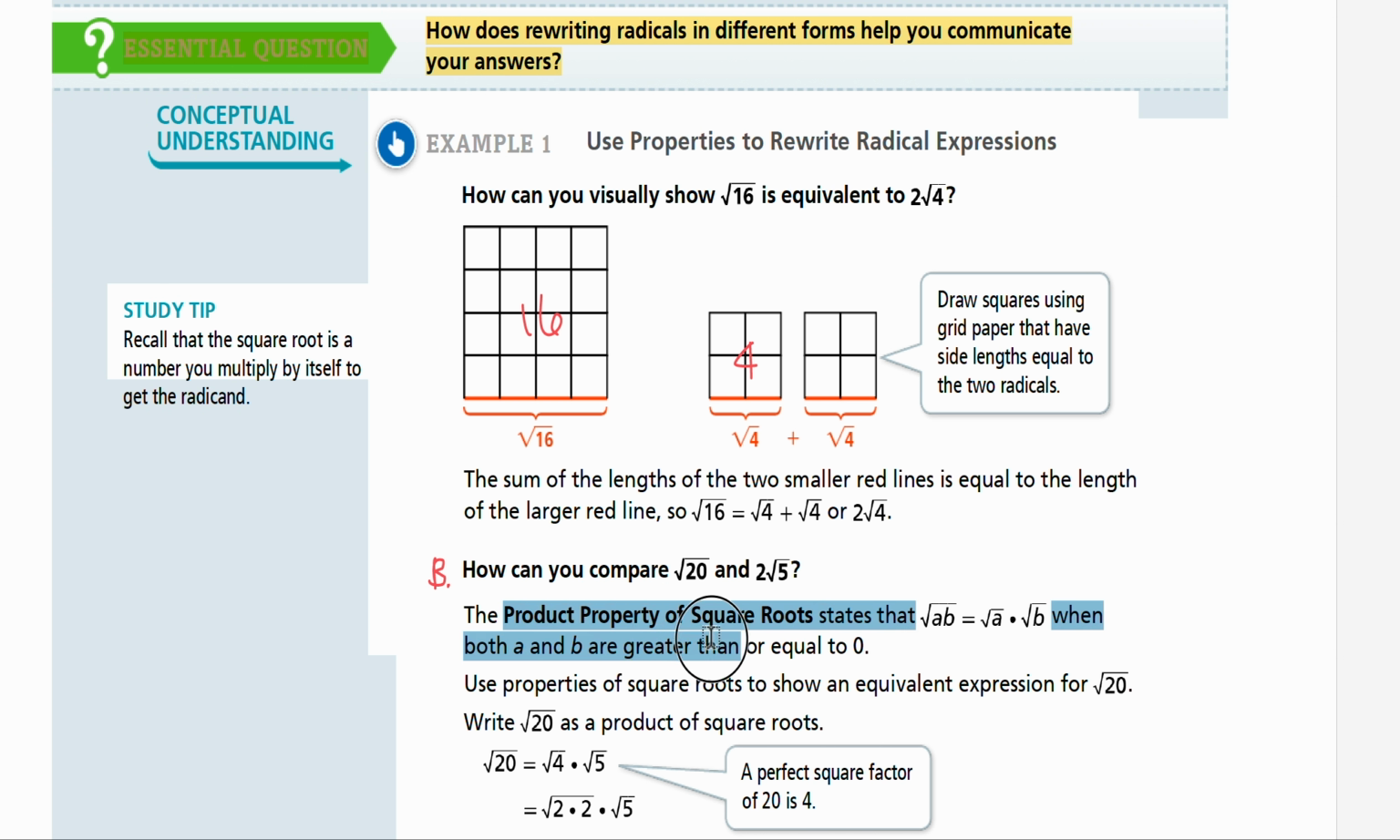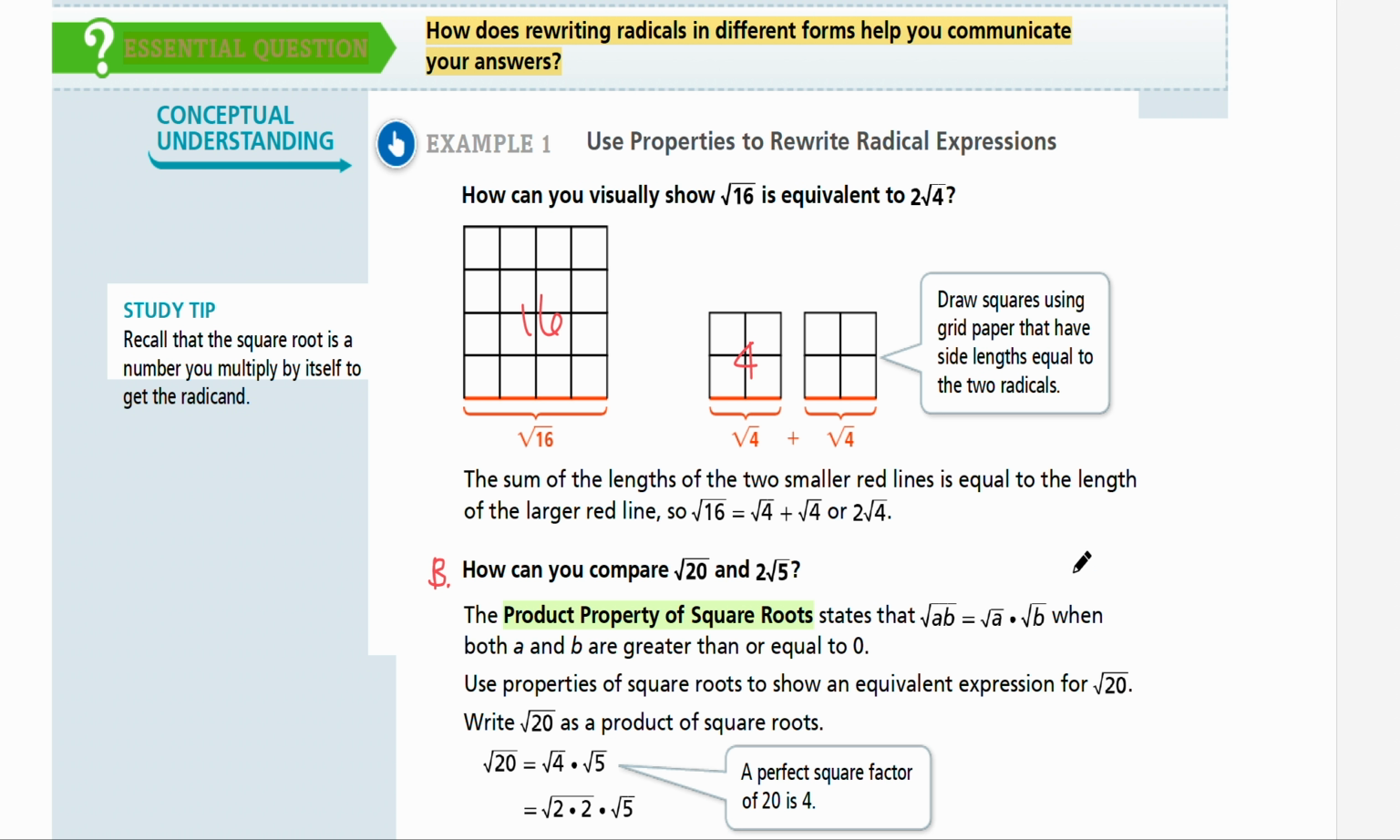The product property of square roots states that root a times b is equal to root a times root b, when a and b are greater than or equal to 0, because when they are negative, it's impossible. It's not going to be a real number. So it has to be both positive, but you can separately divide these a and b, these factors, into different square roots, okay, and then multiply them, and it'd be the same thing.